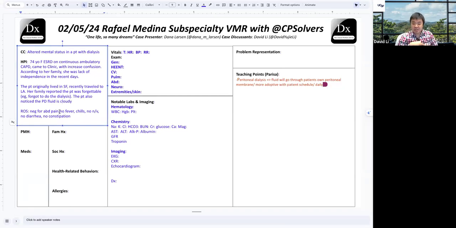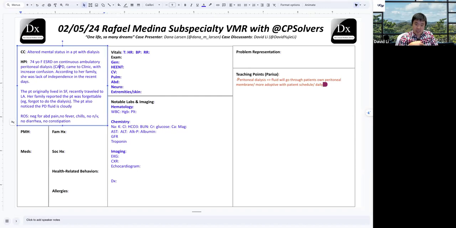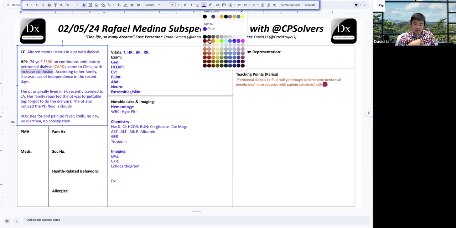And so if I was seeing this person in clinic, I would check a BMP, UA, CBC with differential, and then I would also draw the peritoneal fluid for cell count with diff, gram stain. She seems decently symptomatic with her confusion, and she also has at least clinical signs concerning with cloudy dialysate. So I would give her a dose of empiric antibiotics while we wait for the cell count and differential to return.